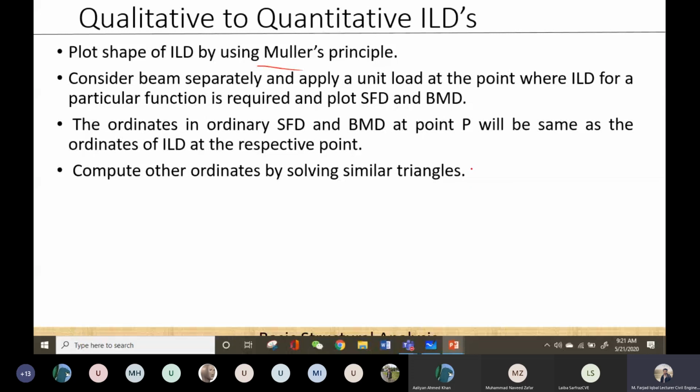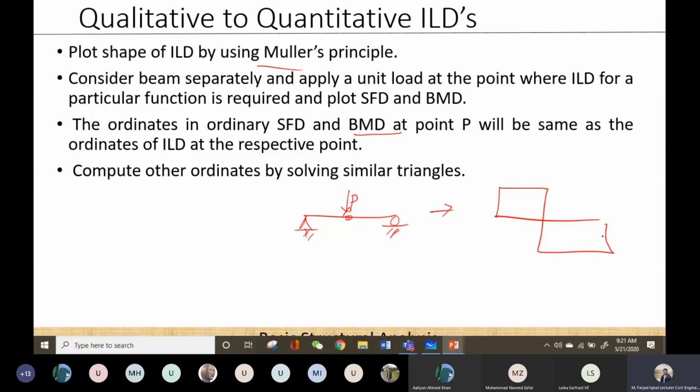And the values of shear force and bending moment diagram, for example, if this is my beam and I am going to plot the ILD for point P, what will I do? In the first step, I will plot the shape of ILD at point P using the Muller's principle. And in the second step, I will apply a unit load at this point and calculate or plot the shear force.